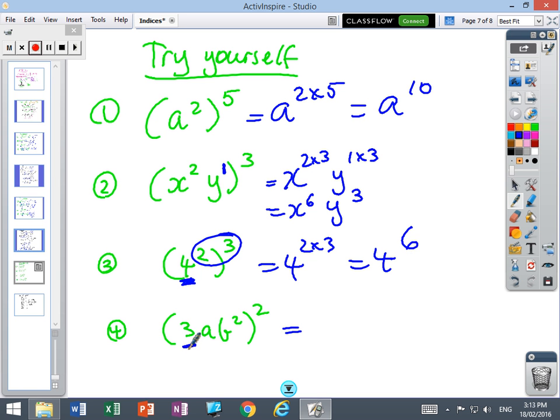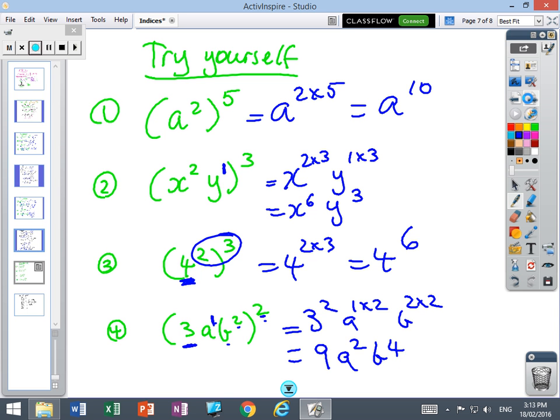And the last one, 3 squared. And then a, put a 1 back there. So 1 times 2. And b is 2 times 2. 3 squared is 9. 1 times 2 is 2. 2 times 2 is 4. So the answer is 9a squared b to the 4.